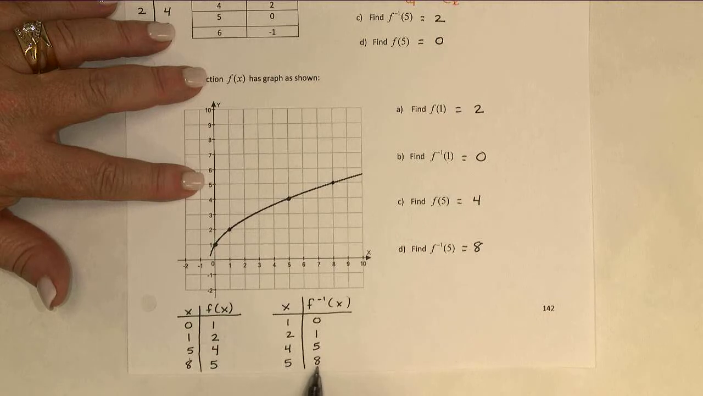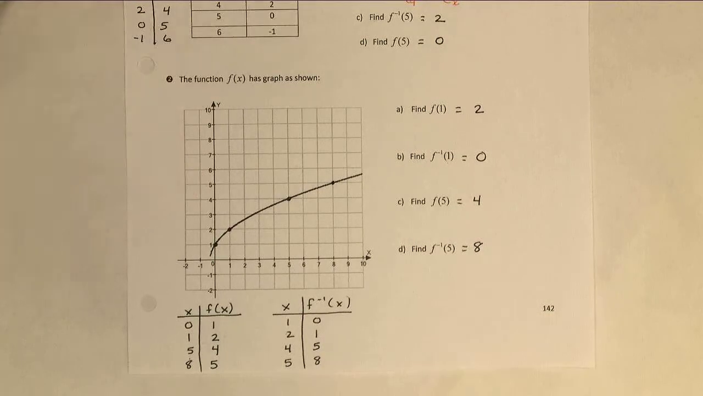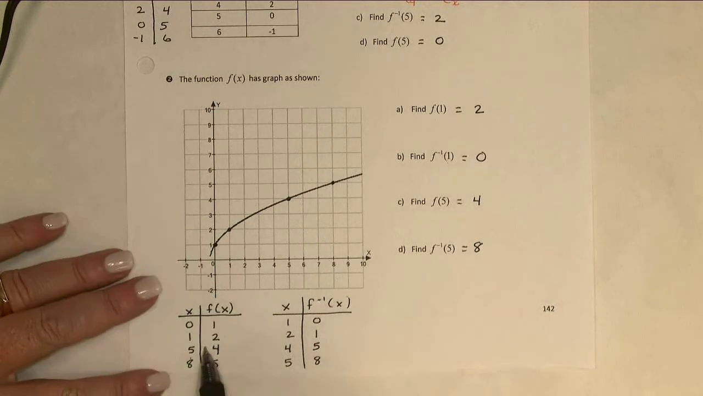So kind of pick your favorite way here. There's some flexibility in how we think of this. If you work well directly off the graph, that's fine. If it works better for you to make a little table of values, that doesn't take very long, and that certainly works well also.